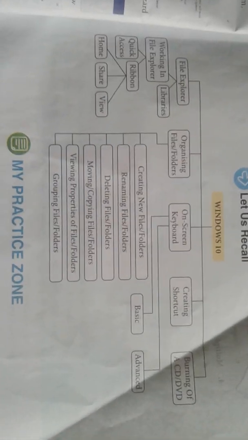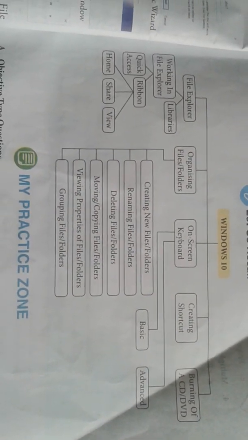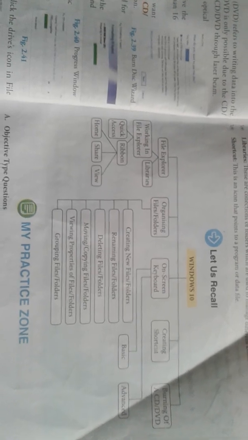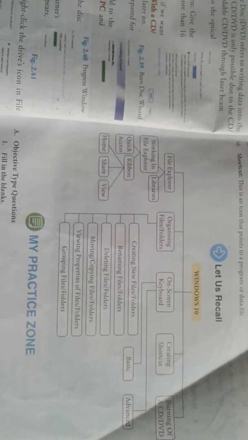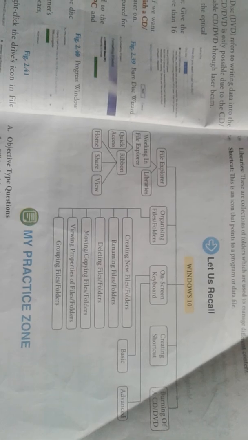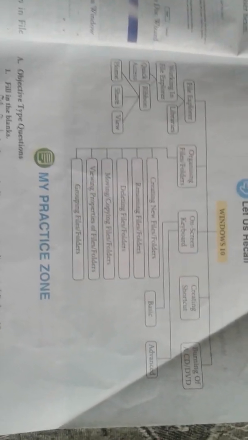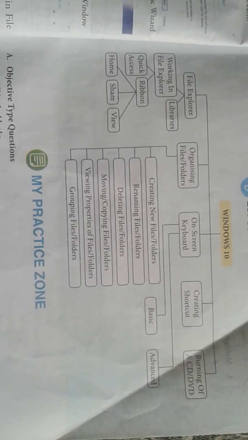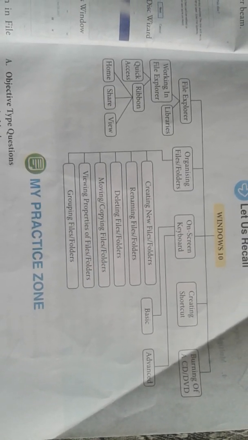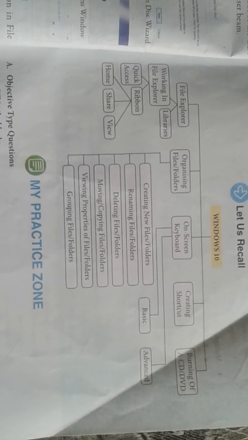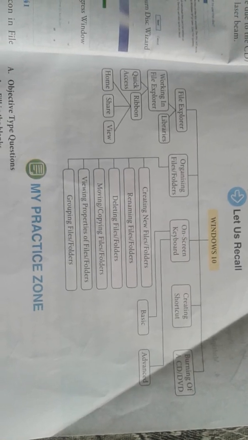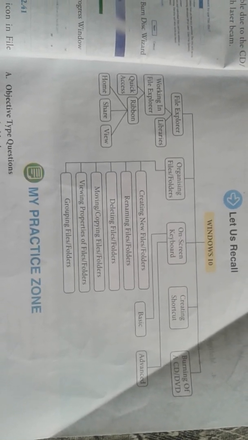So I hope all of you have made this diagram also. Windows 10 divided into 5 parts: File Explorer, organized file folders, on screen keyboard, creating shortcuts, burning of CD and DVD. I believe all of you have done this. File Explorer divided into two parts: working in File Explorer, libraries. Working in File Explorer again divided into two parts: quick access and ribbon. And ribbon is divided into three parts: home, share, view.